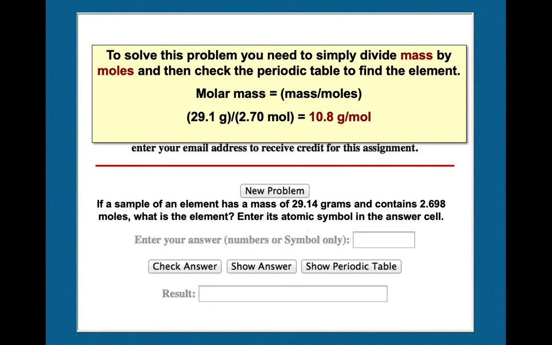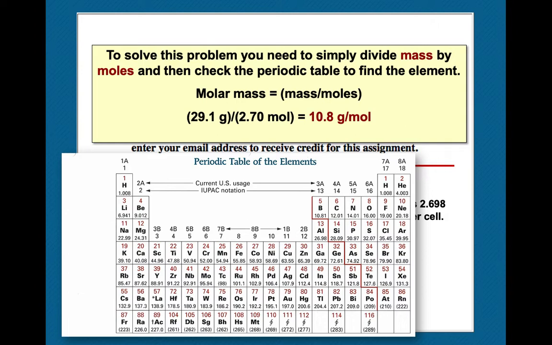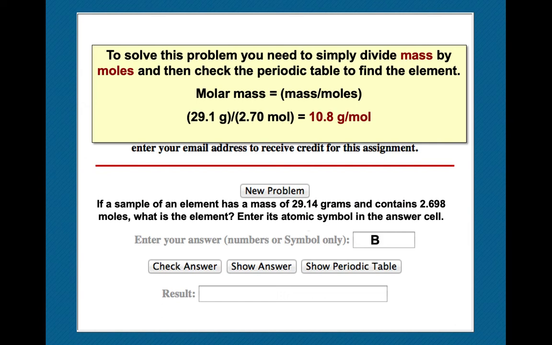Now on the exam, everybody gets a periodic table that looks something like this. There it is. And we're looking for an element with an average atomic mass of 10.8. Well, 10.8, so it's going to be close to the top. We have 9.0, 10.8, 12.0. Oops. 10.8 is boron. And we simply put B in our cell, and we get it right.